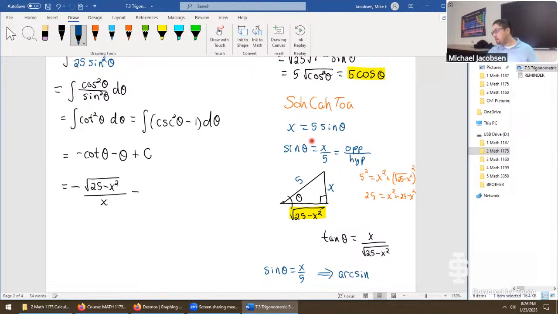Theta would be equal to arc sine of x over 5, as you said. Or you could put sine inverse here as a different way. I like the arc sine function because there is no misinterpretation of what the negative one is. It's not an exponent for sine inverse.